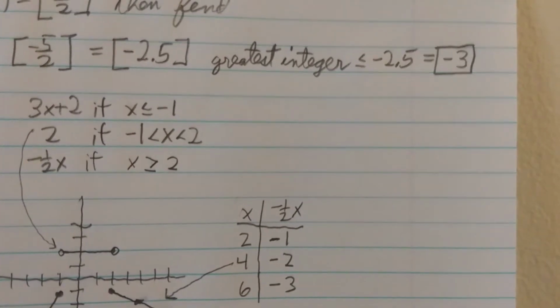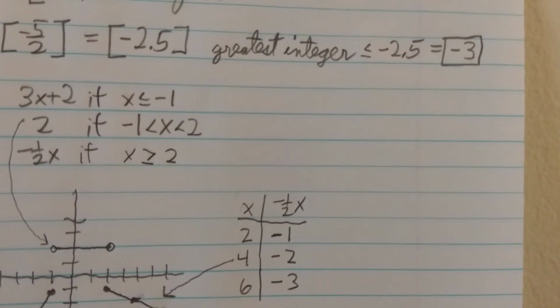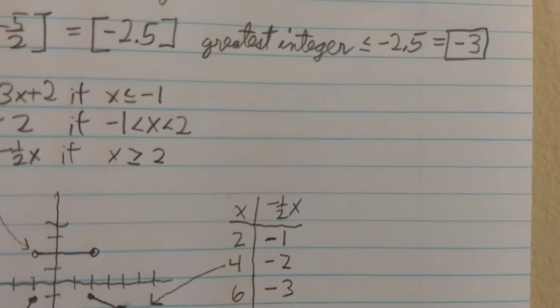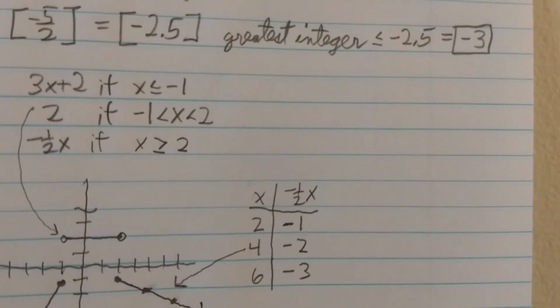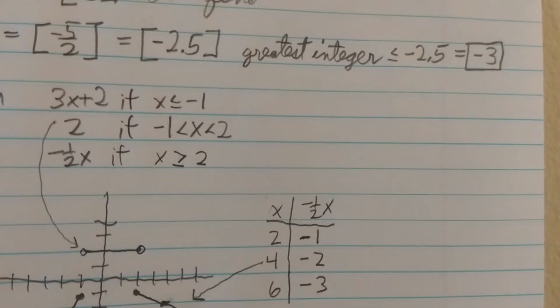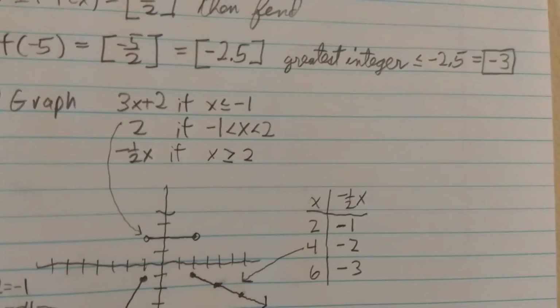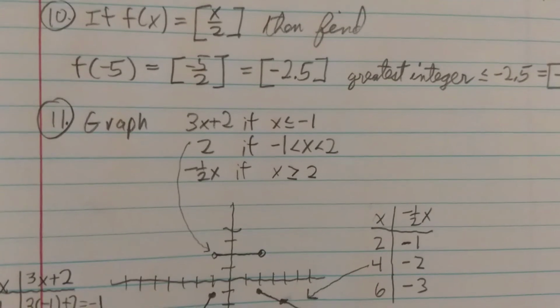Now an integer would have to be a negative whole number here, so we'd have to go back to negative 3 because negative 2.5 is not an integer. So it has to be less than or equal to that. We couldn't go up to negative 2 because that would be greater. So negative 3 would have to be our answer there. And remember to divide your x by 2 first.